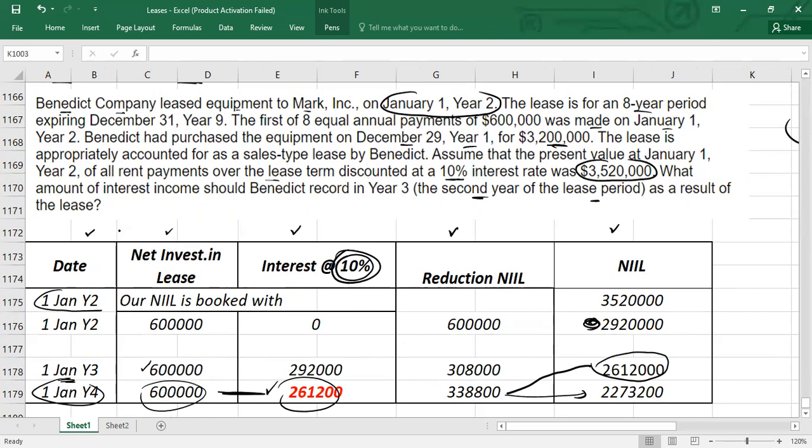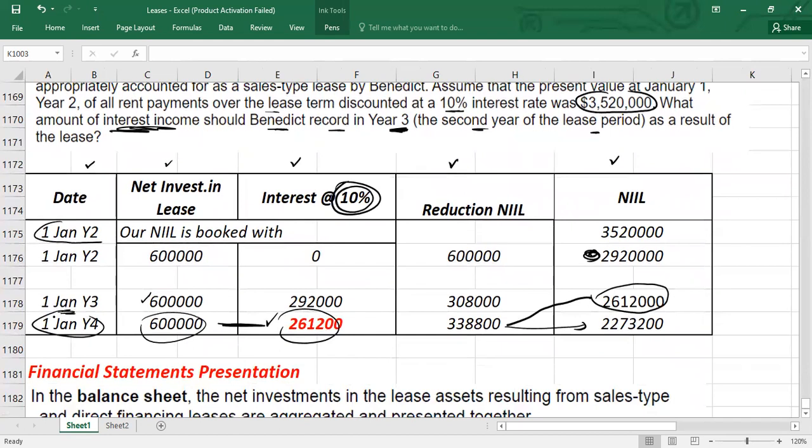Look here. He's asking what amount of interest income should be recorded in year 3. Year 3 means, guys, you can just look at the dates here. Actually, the start of year 4 means the end of year 3. It means your answer is in this line. If he's asking for year 2, the start of year 3 means the end of year 2. So he's asking for year 3 here, guys. Year 3 means the start of year 4. We can assume it's the end of year 3, and this interest we will accrue.